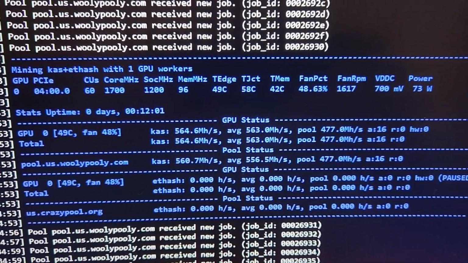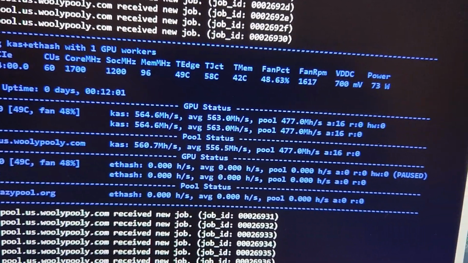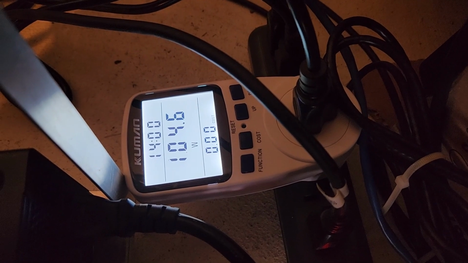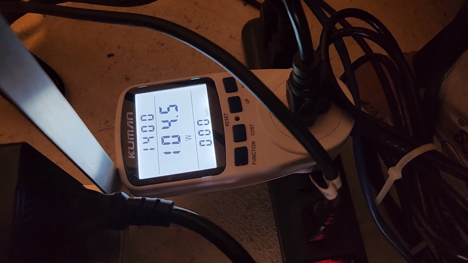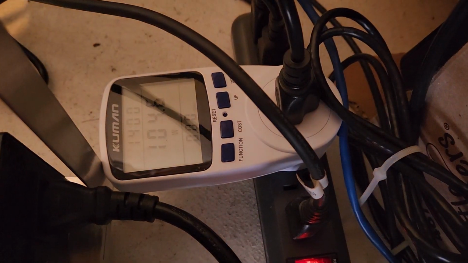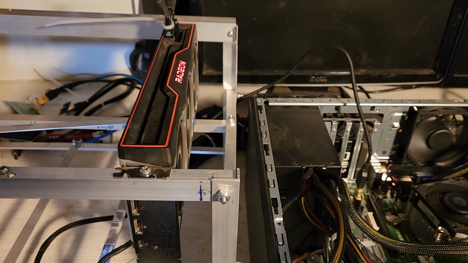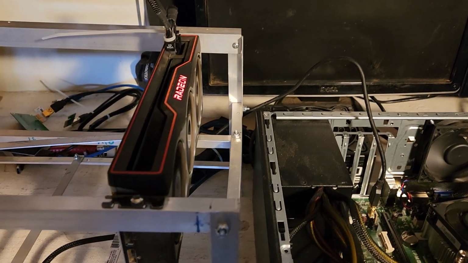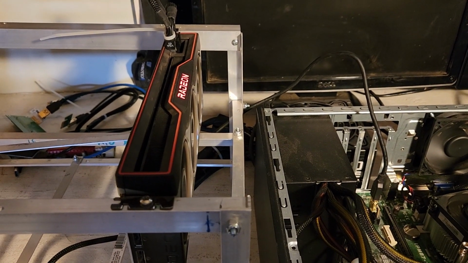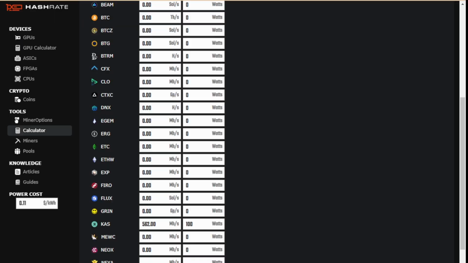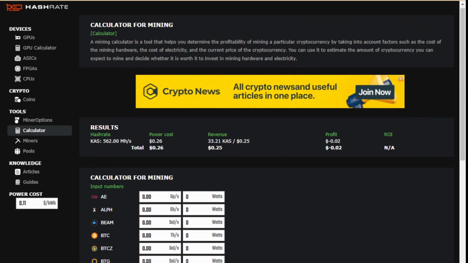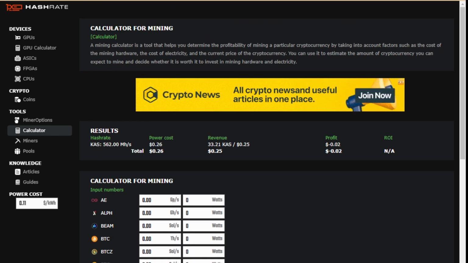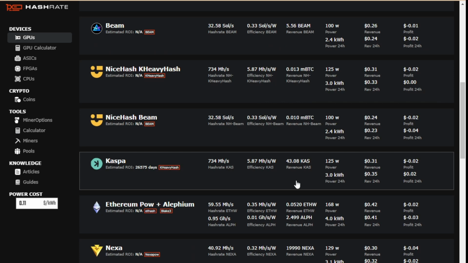Now let's check these settings. Let's check the actual power consumption at the wall. So checking the actual power consumption at the wall, it is about 35 watts off, so we're showing about 104 watts. So we're going to go ahead and put this in the calculator. We're going to see how much it differs from what we were given on hashrate.no. All right, so when we put the Caspa numbers in at 562 mega hash at 100 watts, we actually get the negative 2 cents a day right now, which is actually the same as what it's showing over here.